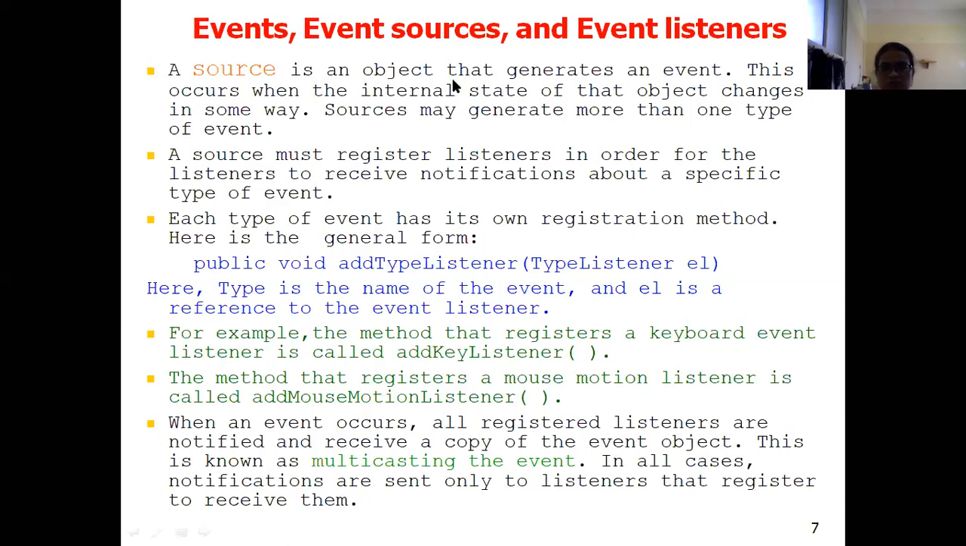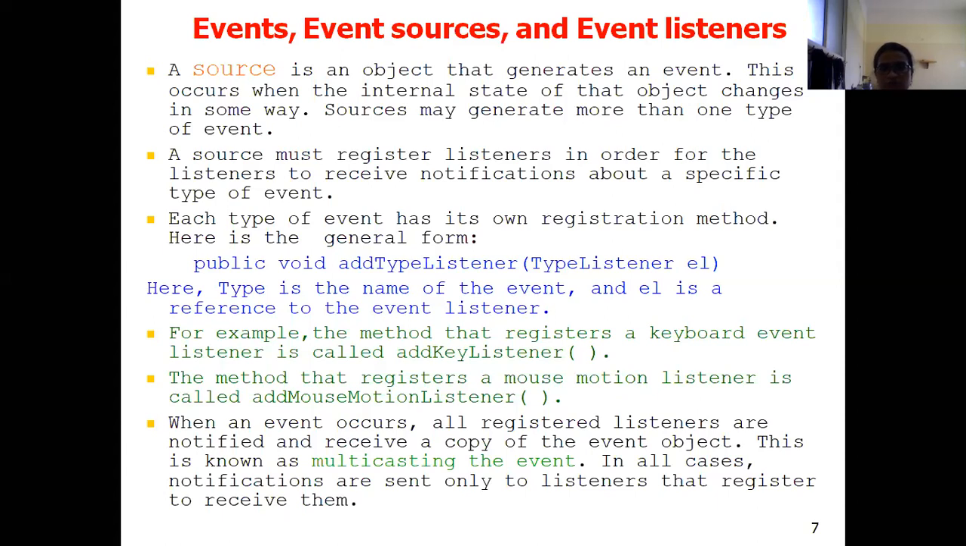So a source is an object that generates an event. This occurs when the internal state of that object changes in some way. As I said, a switch is an example. Sources may generate more than one type of event. A switch will internally change its state on and off, and on and off are the two events generated by the same source.